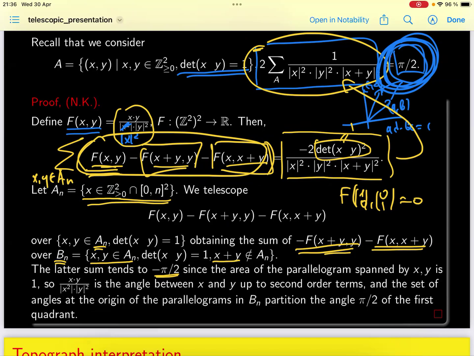Questions? That was the hardest part today, kind of the only real proof. Okay, now let's derive corollaries and interpretations.